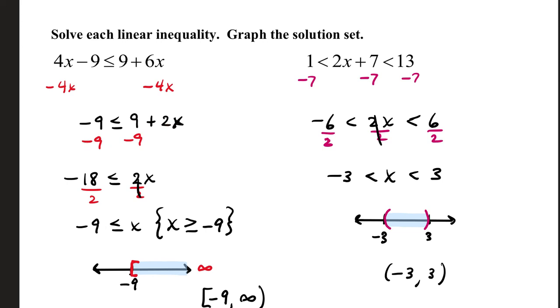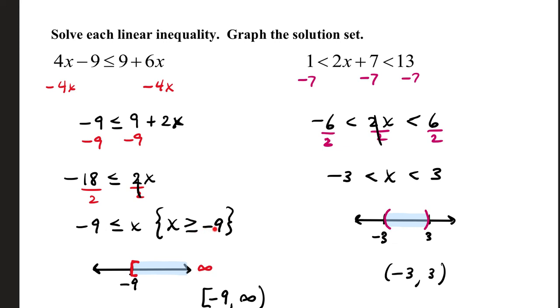Subtracting 9, that gives us negative 18 less than or equal to 2x. Finally, dividing both sides by positive 2, that leaves negative 9 less than or equal to x. And like the previous example, turn all of this around and it's easier to read, x greater than or equal to negative 9.